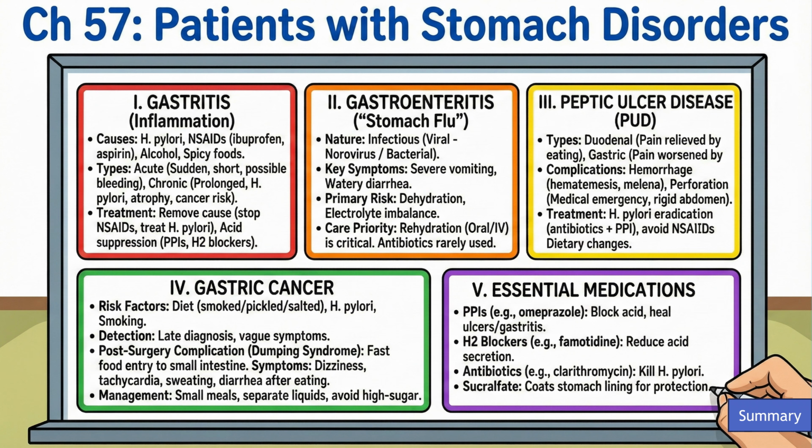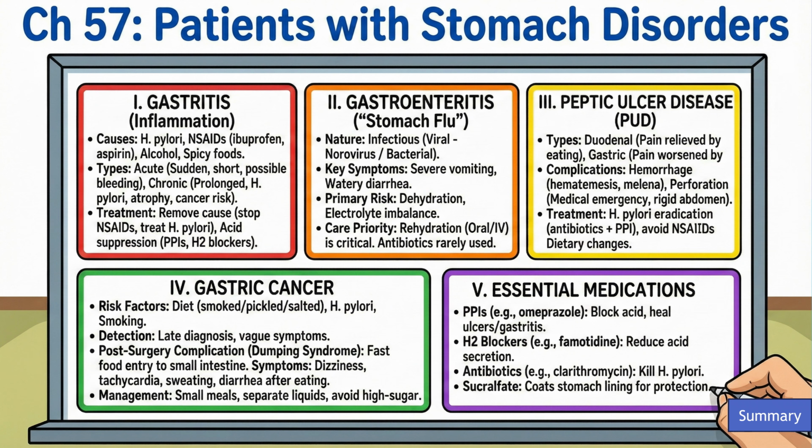Epidemiology: it is common in adults. Primary causes are H. pylori infection and chronic NSAID use. The pathophysiology is an imbalance between protective mucosal factors and damaging gastric acid and pepsin, which leads to erosion and ulceration of the GI lining. For clinical manifestations, we have burning epigastric pain, nausea, bloating, hematemesis, and melena.